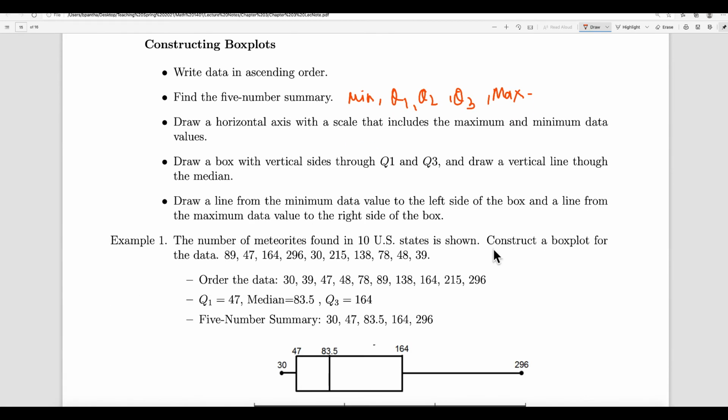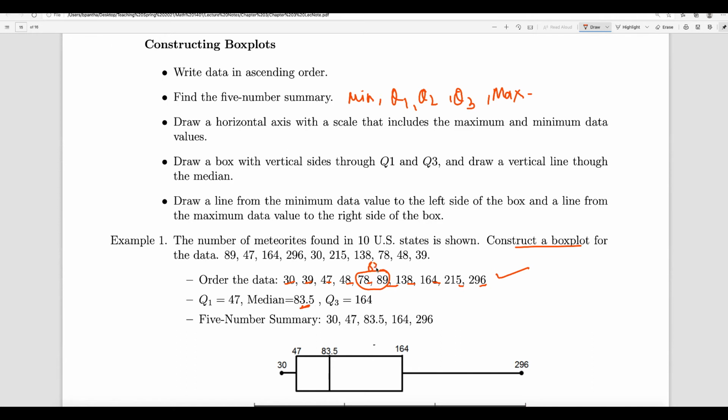Construct a box plot of this data. First of all, order or sort the data in increasing order. Now find Q1, Q2, and Q3. Q1 is 47. So let's see. 1, 2, 3, 4, 5, 6, 7, 8, 9, 10 data points, right? If there are 10 data points, then there will be 2 data in the middle. To find the median, Q2, you find the average of those two. That's 83.5.